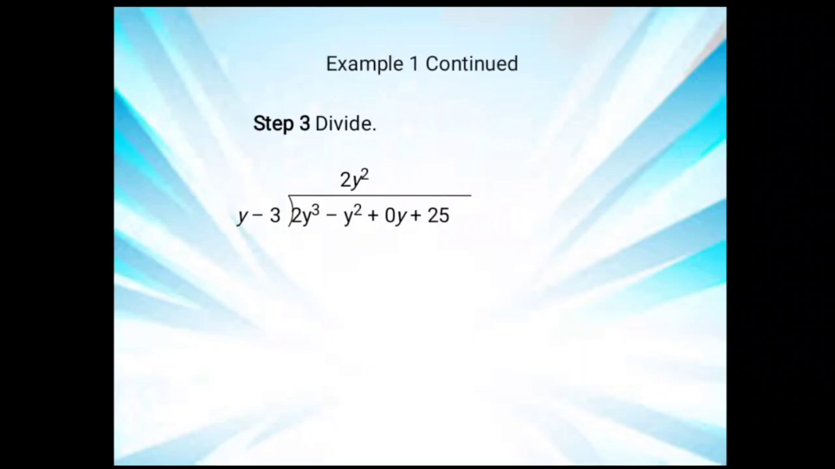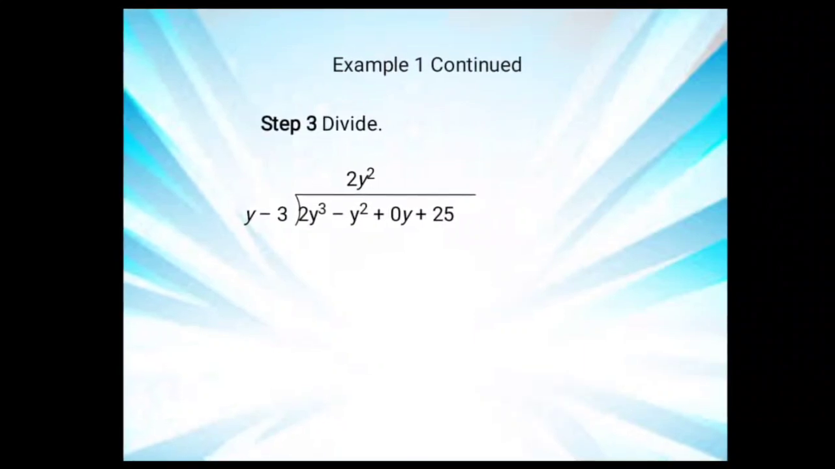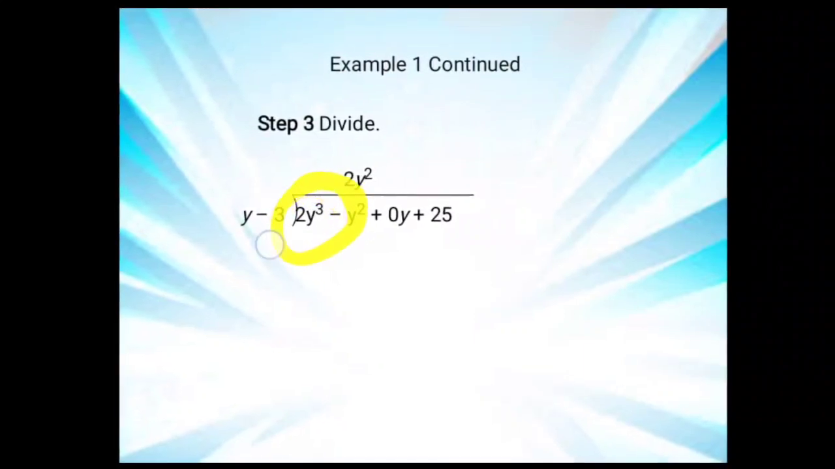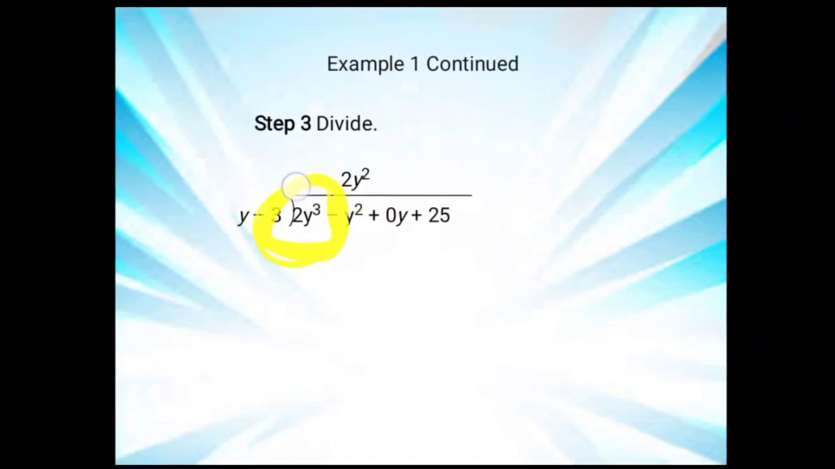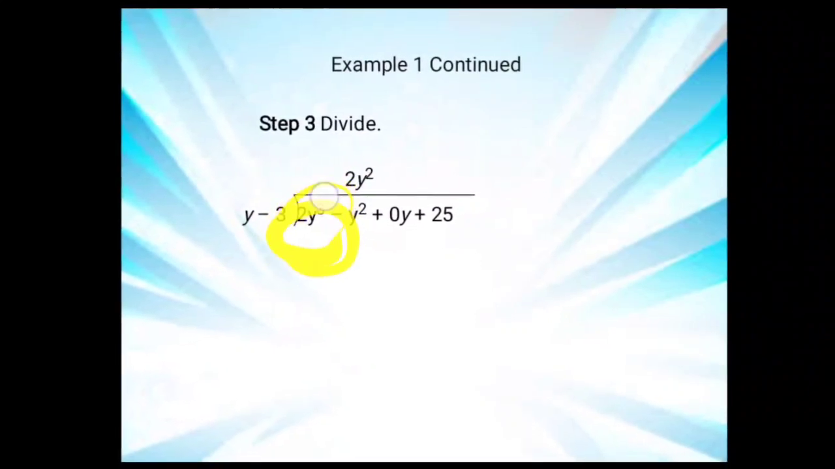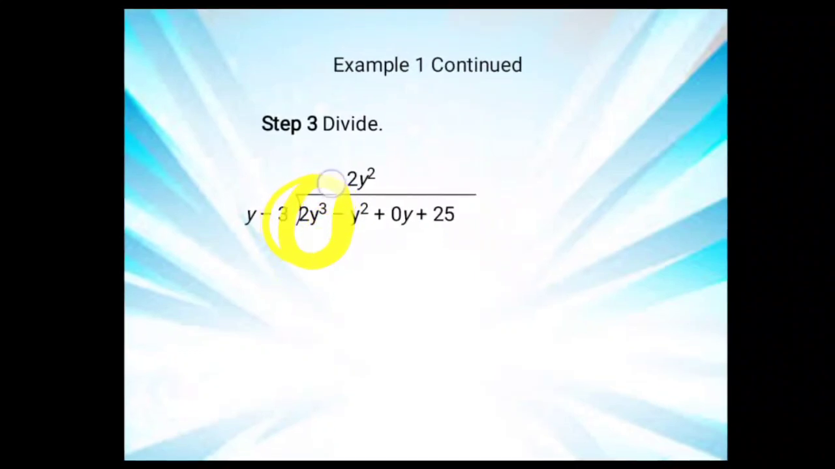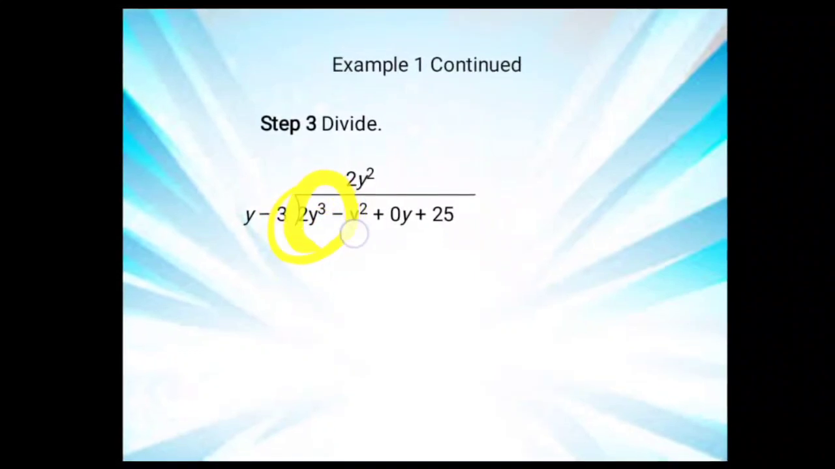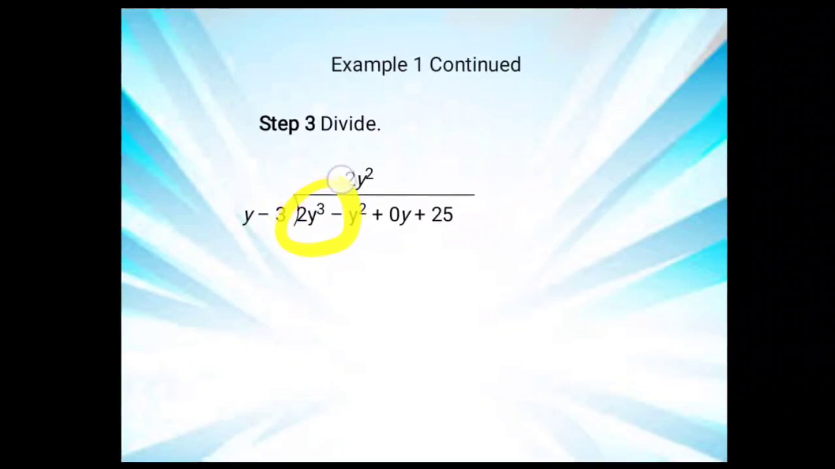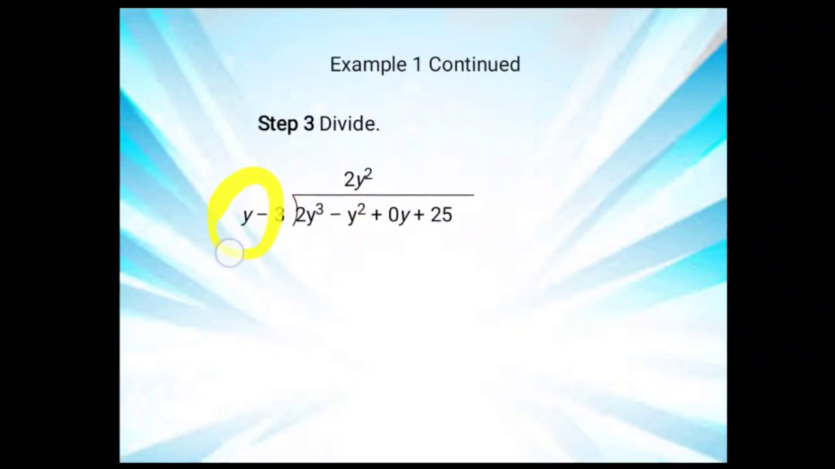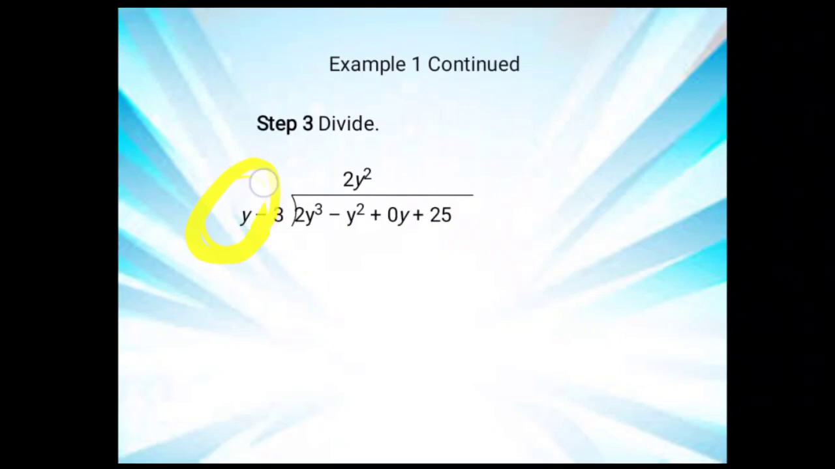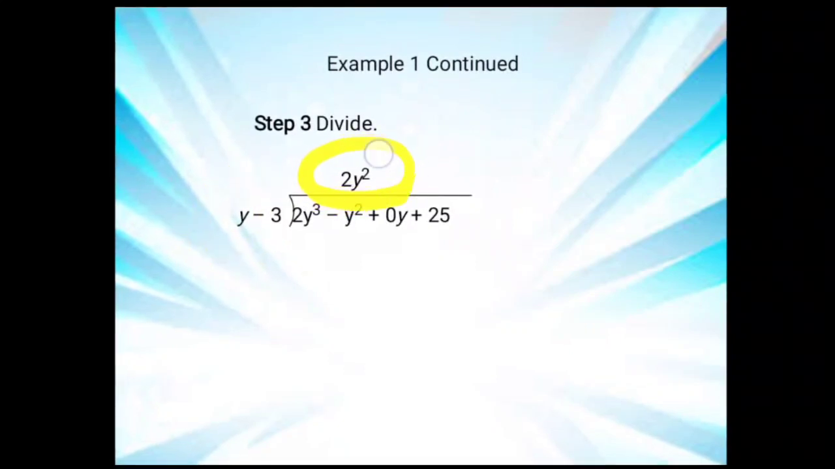First, take a look at the first term of the dividend. As you can see, the first term of the dividend is 2y cubed. So what you are going to do is to eliminate this term. How are you going to eliminate this term? You have to divide this 2y cubed by the first term of the divisor. Then after that, the answer should be written on the quotient part.